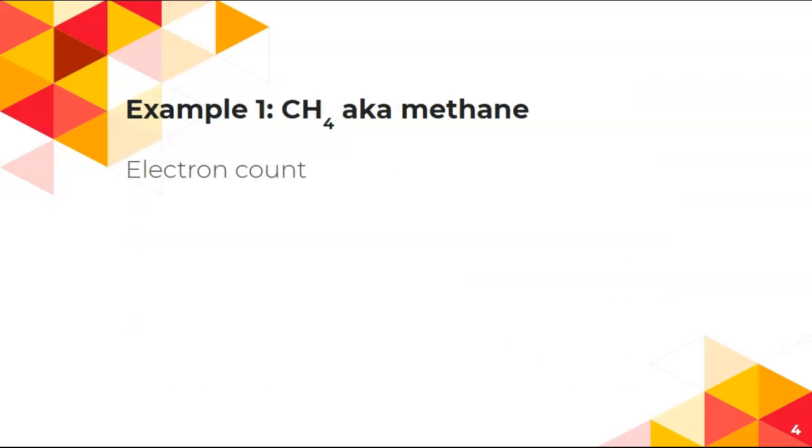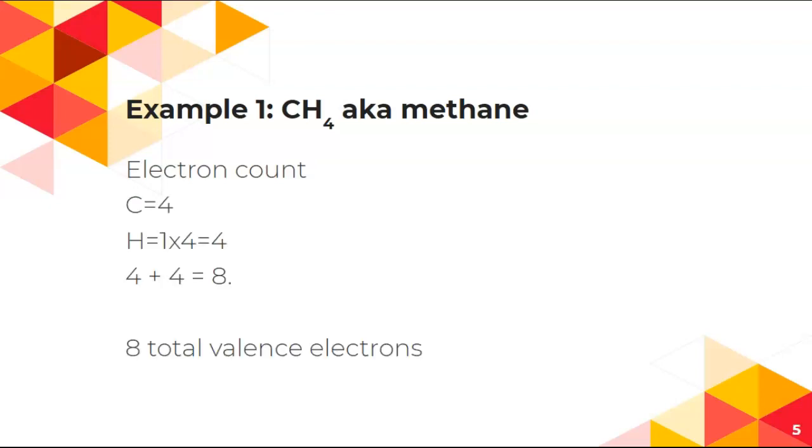So if I'm following my steps, step number 1 is to count up my electrons. So here we go. Carbon is group 4, it has 4 valence electrons. Hydrogen is in group 1, it has 1, but there are 4 hydrogens, right? Because it's CH4, so 1 times 4 is 4. So my 4 plus my 4 is 8, so this molecule has 8 total valence electrons.